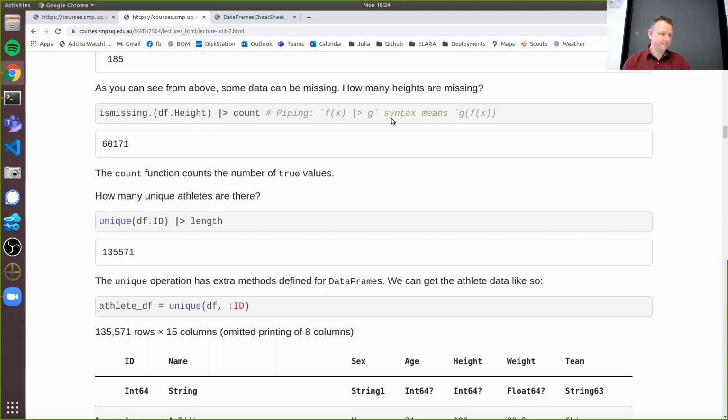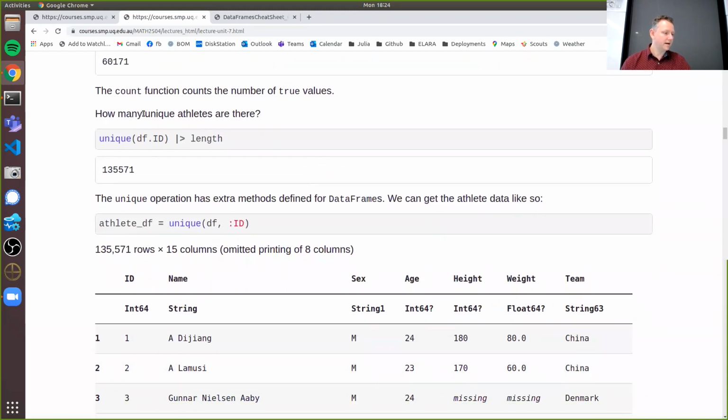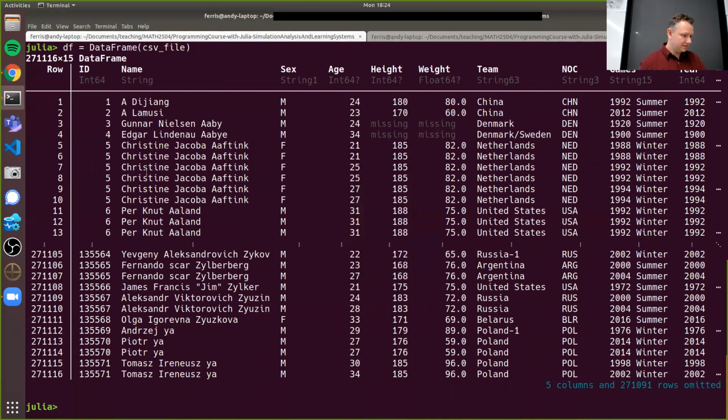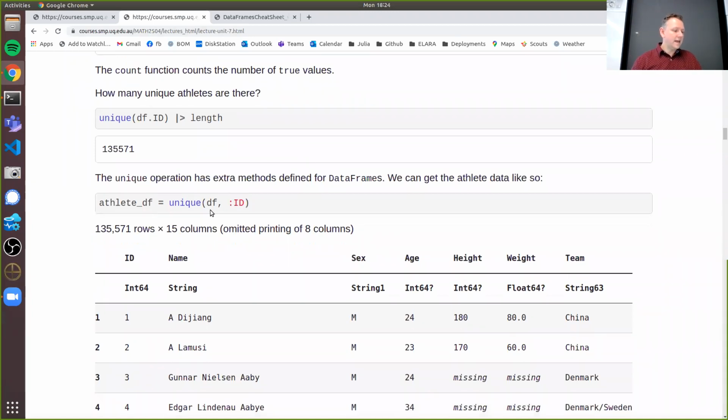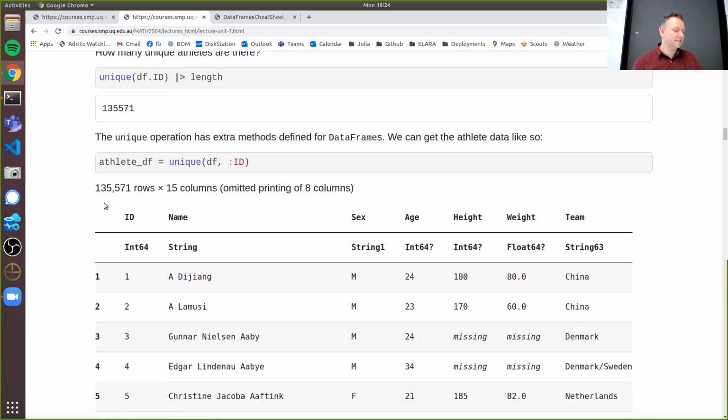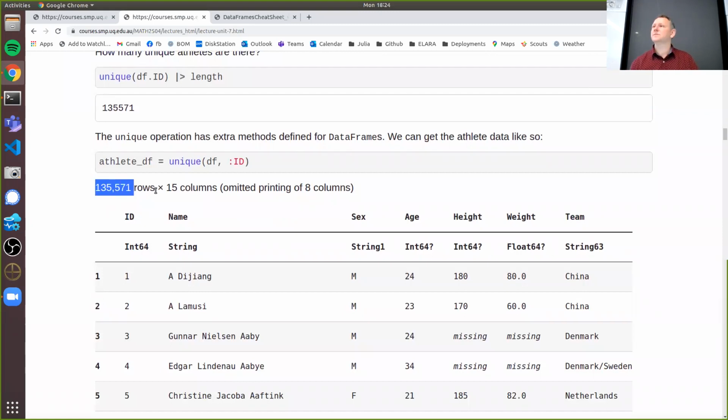We might want to know how many distinct athletes there are. One thing we noticed is the athletes were kind of repeated, like Christine's here like 5 to 6 times and so on. So we can use unique on the data frame, and we can tell it which column to make the rows unique by. In this case, it has an athlete ID column. What it does is it just keeps the first row with that ID and throws away the rest. So we're going to get a smaller data frame with only 135,000 rows.